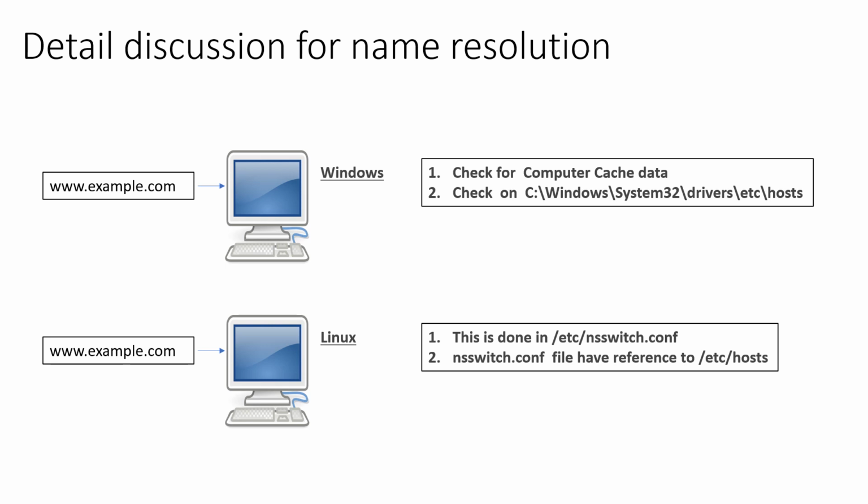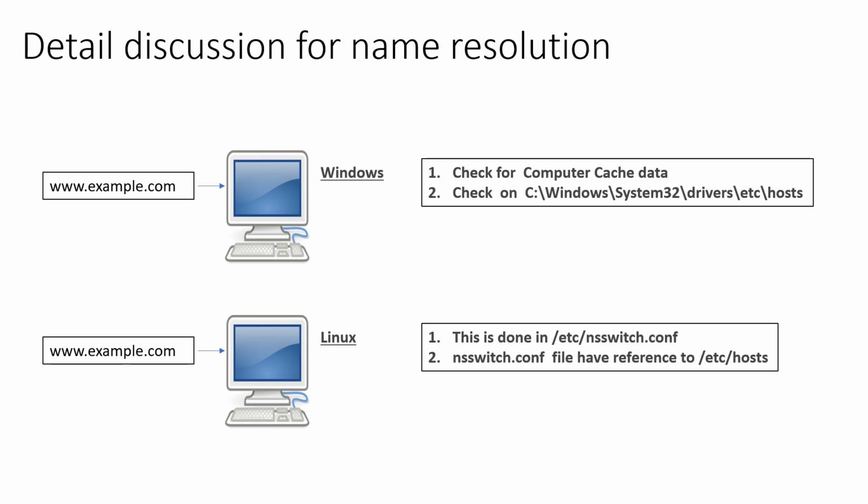When a user hits www.example.com on a Windows machine, either via browser or via any other means, the system will first check the computer cache memory. Is there any IP record available for www.example.com? If not, it will go to the Windows/system32/drivers/etc/hosts file and search for the IP record. Similarly, in Linux, it is managed by the /etc/nsswitch.conf file, and the nsswitch.conf file has a reference to /etc/hosts.